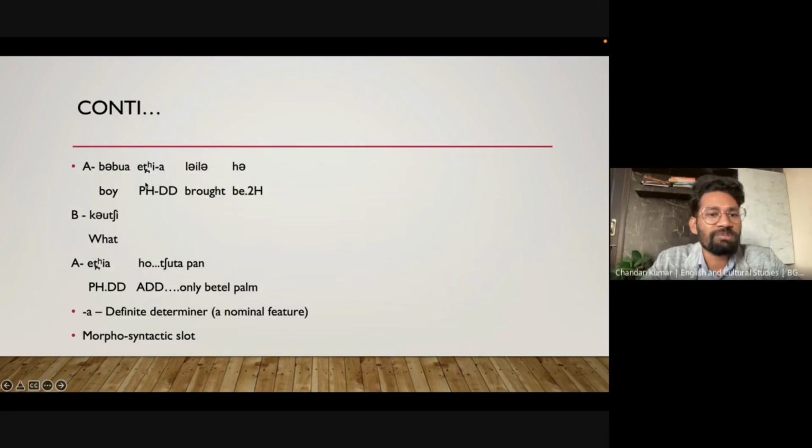A few more examples, like "Babua ethia laila halla", I mean, hey boy, did you bring that thing? So in that thing, you see, "ia" is again a definite determiner here, which is usually accompanied by the noun in Magahi. So it is clearly indicating that it is taking the syntactic place and taking the nominal morphology.